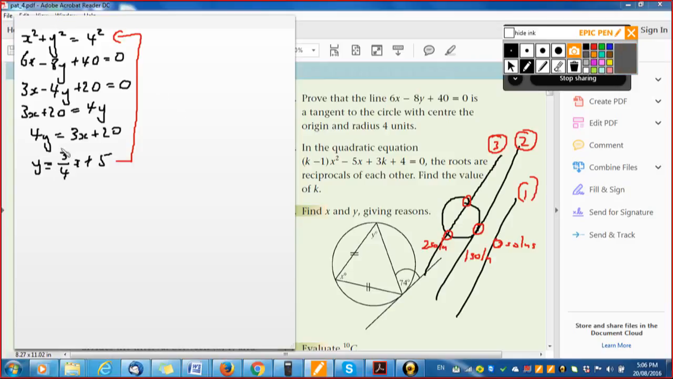So basically what we do is we take this and substitute it for y. So we've got x squared plus 3 on 4 x plus 5 all squared equals 4 squared, which is 16. Good. Now let's see what we can do with this one. x squared plus, what's that squared? 9 over 16 x squared. What's this all squared? 25. Plus 25. And what's the middle term?